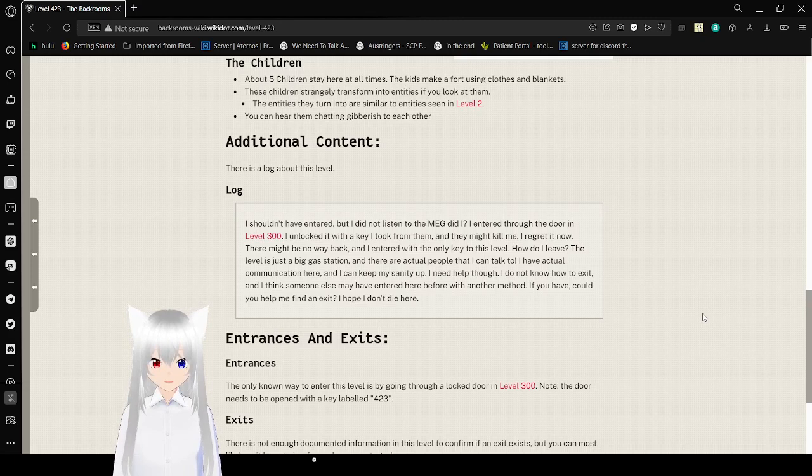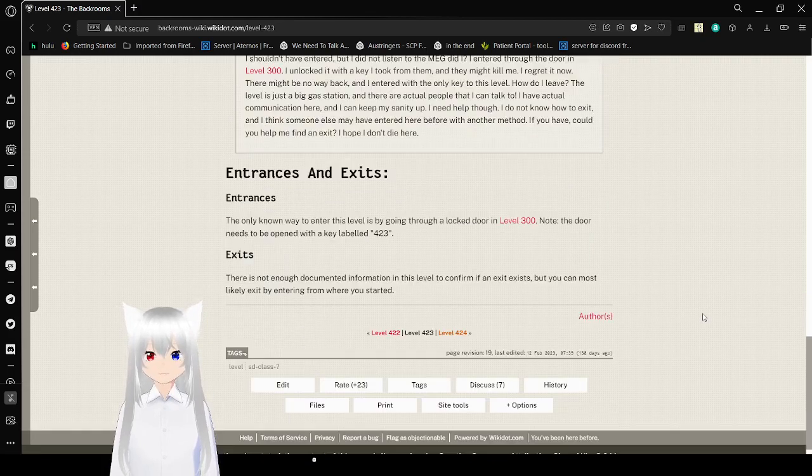How do I leave? The level is just a big gas station. There are actual people that I could talk to. I have actual communication here, and I could keep my sanity up. I need help, though. I do not know how to exit. I think someone else may have entered here with another method. If you have, could you help me find an exit? I hope I don't die here.